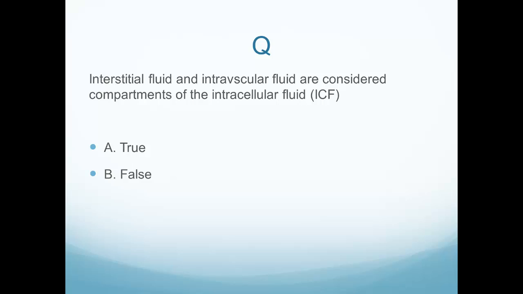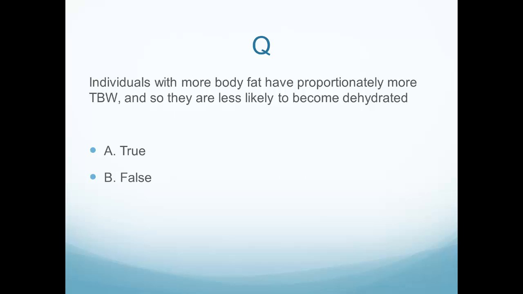Now, if you said false, you'd be correct. The interstitial and intravascular fluid are considered components or compartments of the extracellular fluid, not intracellular fluid. Individuals with more body fat have proportionally more total body weight, so they are less likely to become dehydrated. What do you think about that one? If you said false, you are correct. That does not make them less likely to become dehydrated.